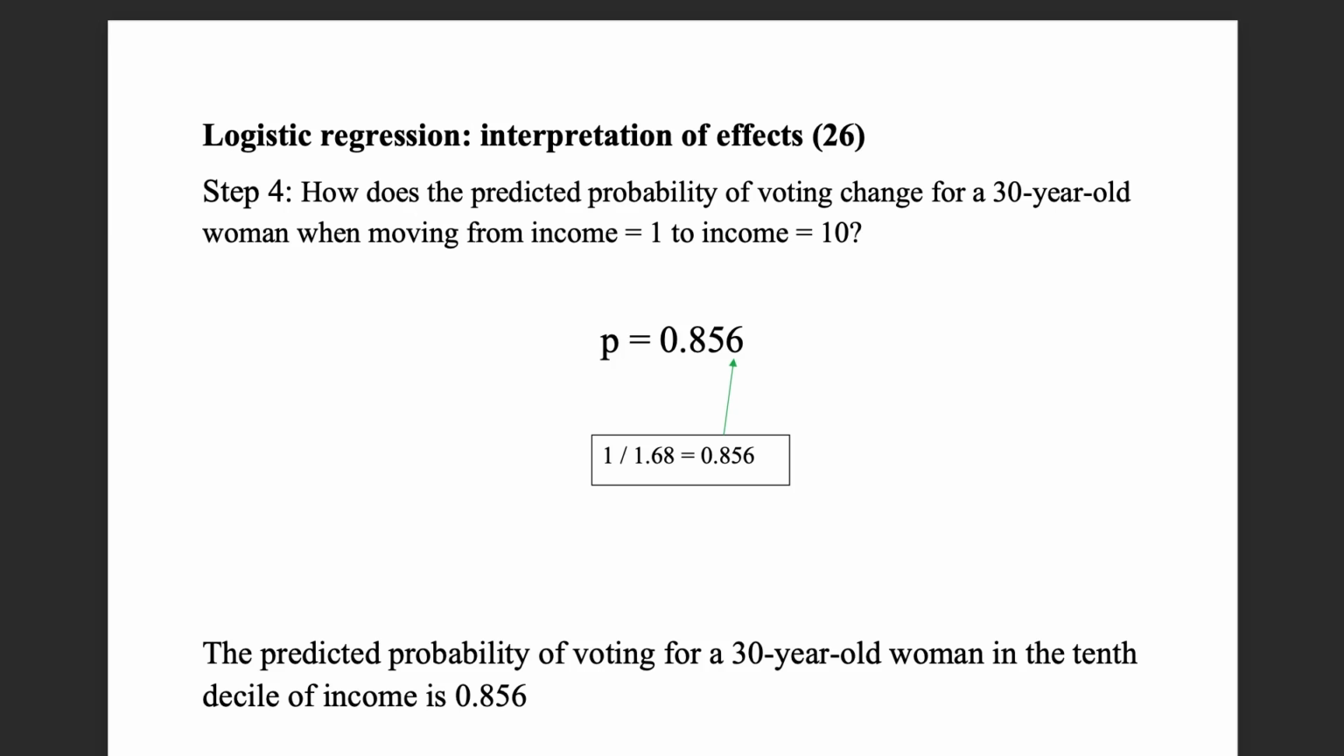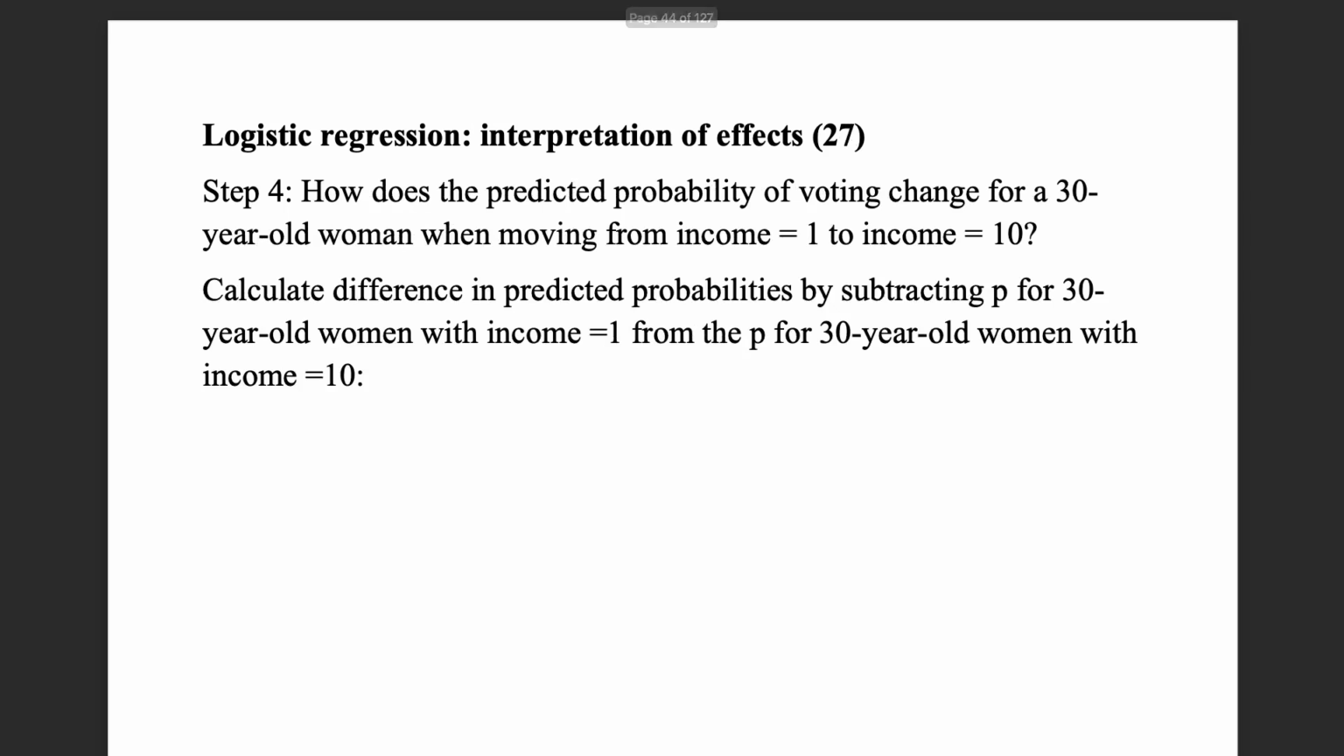Great. So the last step, how does the predicted probability of voting change for a 30-year-old woman when moving from income 1 to income 10? Well, let's calculate the difference in these two predicted probabilities. Yeah, so let's subtract the probability of voting for 30-year-old women in the first decile of household income from the 10th decile of household income.